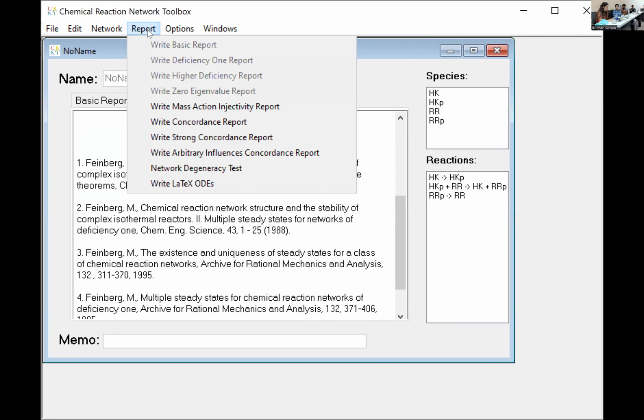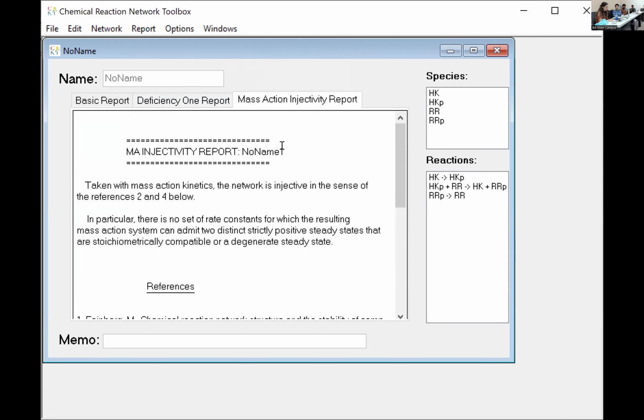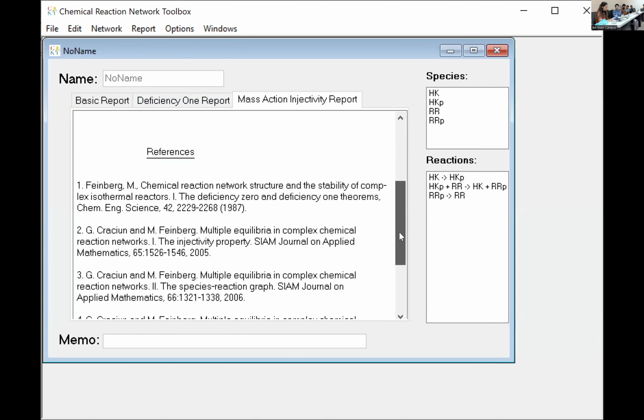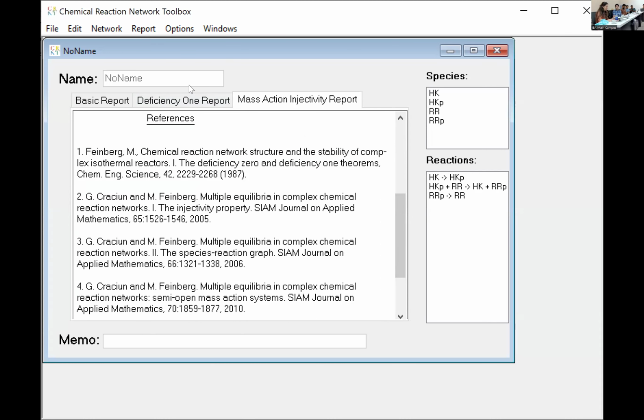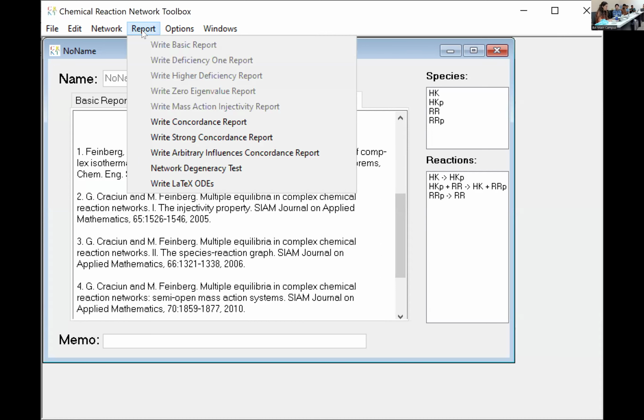There are more reports on injectivity, for instance. It can tell me if it's injective. It is injective in this case. Again, it gives references. So it's not that all developed theory is here, but there are some things that you can find. There is something called concordance. You can also learn about this. It tells me about the degeneracy of the network. And it even lets me download the LaTeX code for the ODEs. So I can also get the ODEs from here.